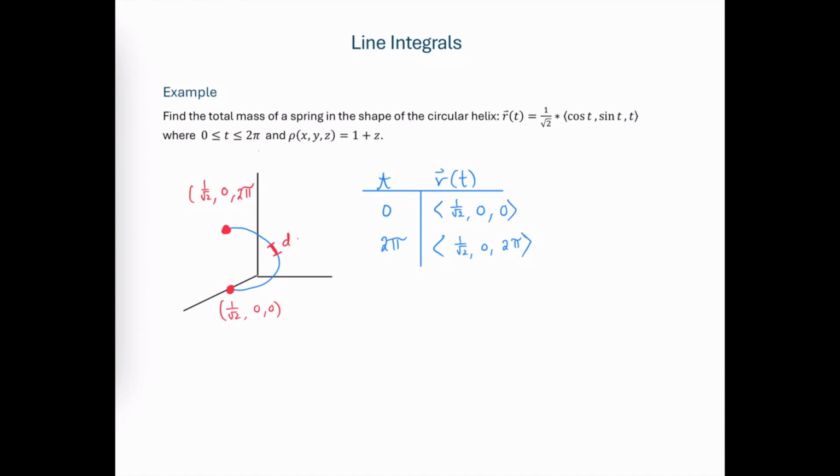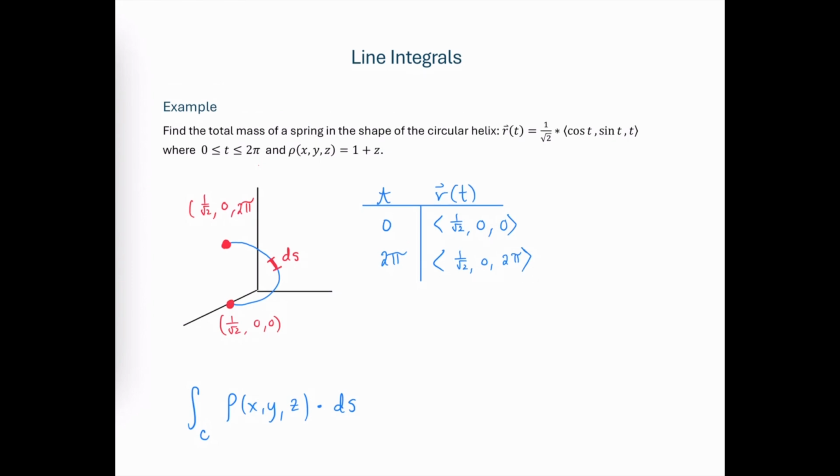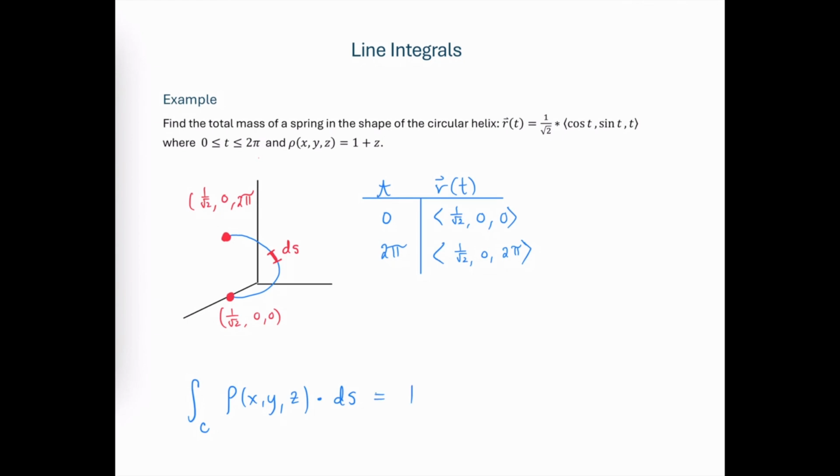So we think of a little tiny chunk as being a small change in the arc length, and then we can use a line integral over this curve where we're adding up the mass density of that small chunk multiplied by the length of that chunk, which gives us the total mass of this small piece, and then we add up infinitely many of them. And so this is a line integral, which is what we're going to use to find the total mass.